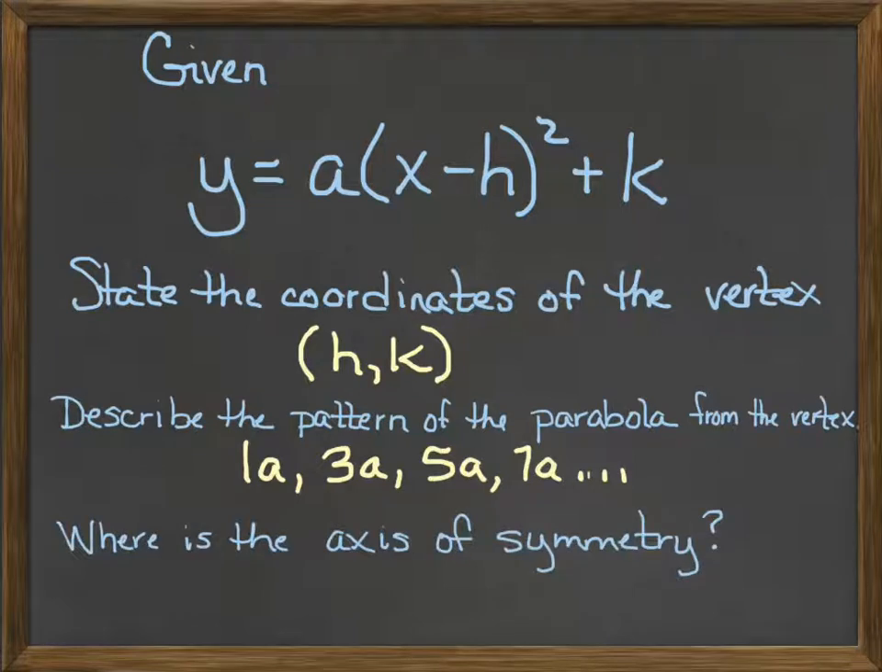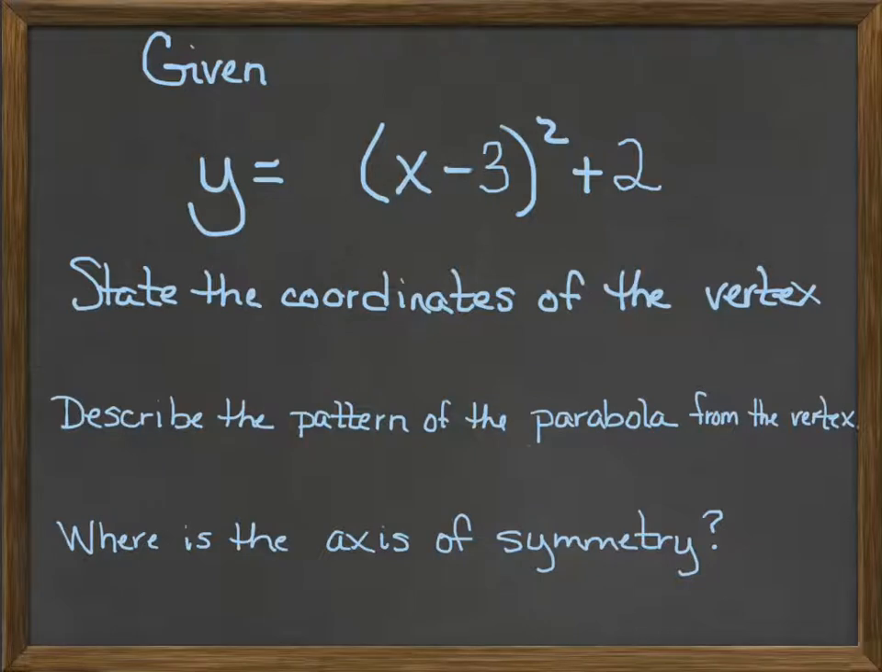The axis of symmetry is always the x-coordinate, so that's h. And since it's a line, you do want to include x equals h. So let's take a look at an example. State the coordinates of the vertex. The correct answer is 3, 2. Some might be tempted to put negative 3, 2, but remember, the template is x minus h. H is the positive value. So what you can do is just kind of think the opposite of the sign given.